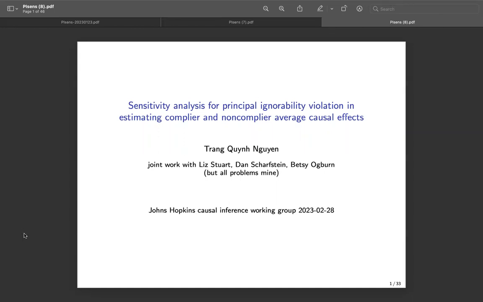So this is ongoing work, and indeed, the slides we just made 1 minute ago. This is joint work with Betsy, who's here, and also Liz Stewart, and then Sharfstein. It's about sensitivity analysis for principal ignorability violation in estimating principal causal effects.